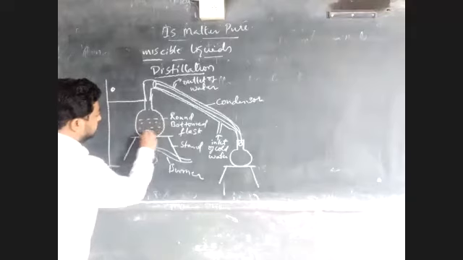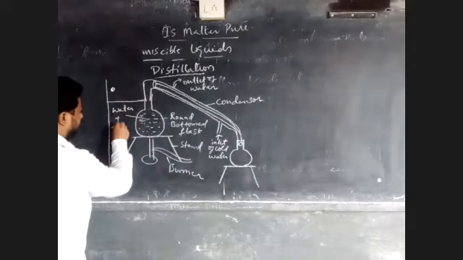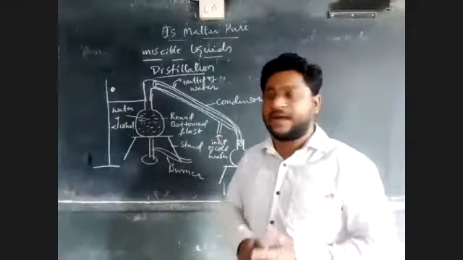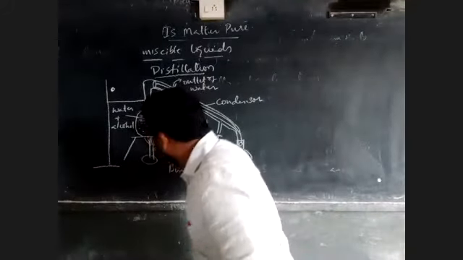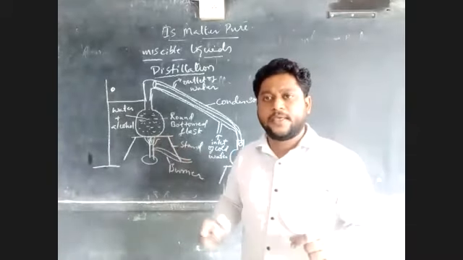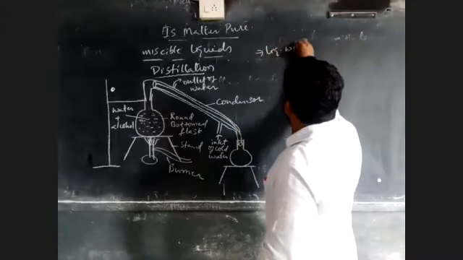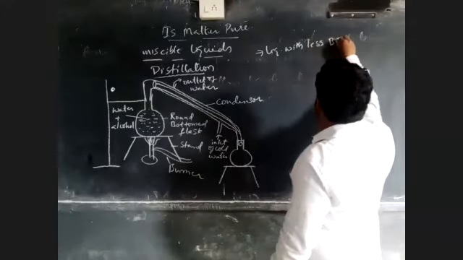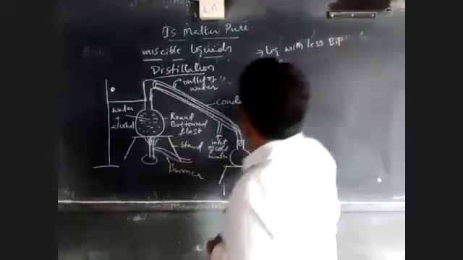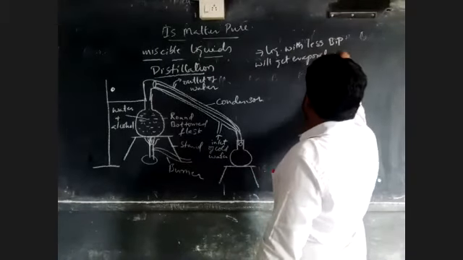Now let us see what is happening. In this round bottom glass, I take a mixture of water and alcohol. Now I started heating. I started boiling. What is going to happen? The liquid in the given mixture which has the lower boiling point will get evaporated first.